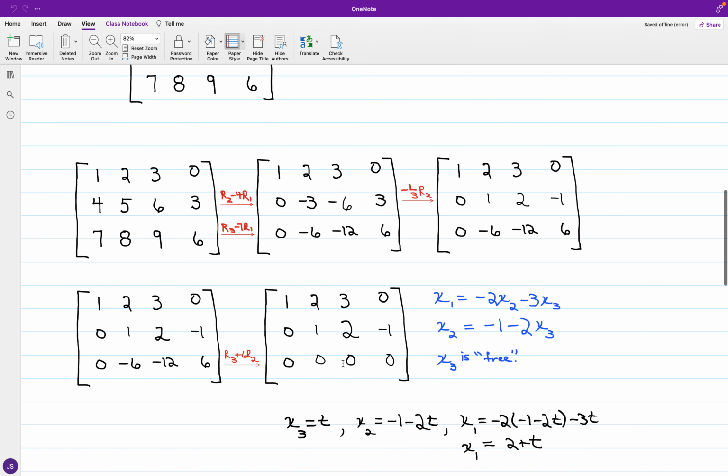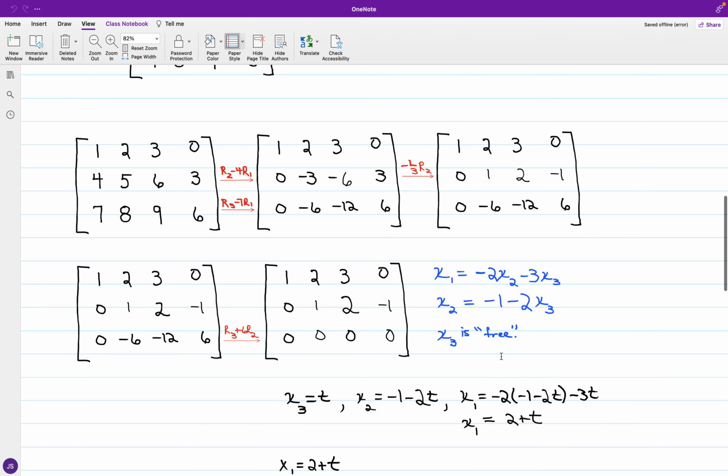And again, we don't have a 1 in the last row to represent x of 3. Instead we have 0 is equal to 0. If I had 0 equal to a non-zero value, we would not have any solution or linear combination whatsoever. But with this as a true statement, we again have an infinite number of solutions.